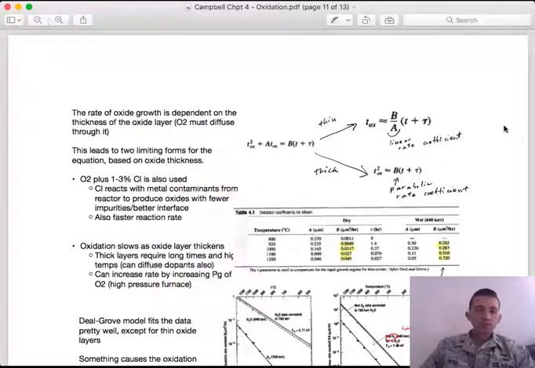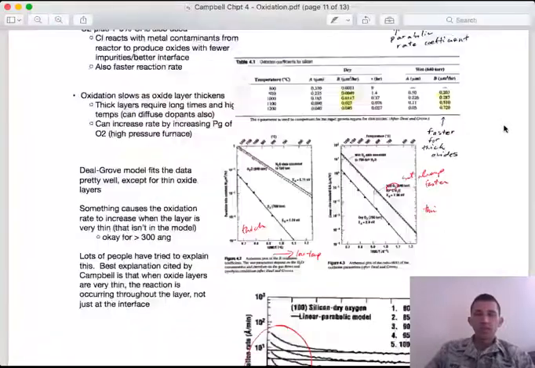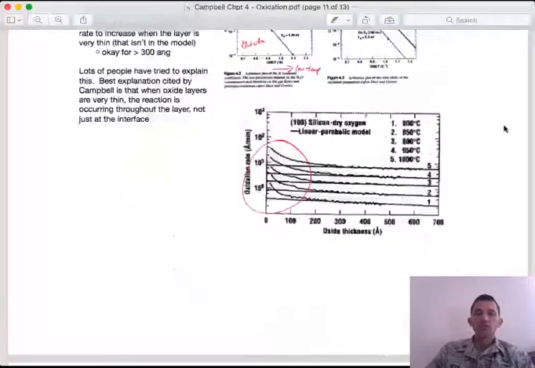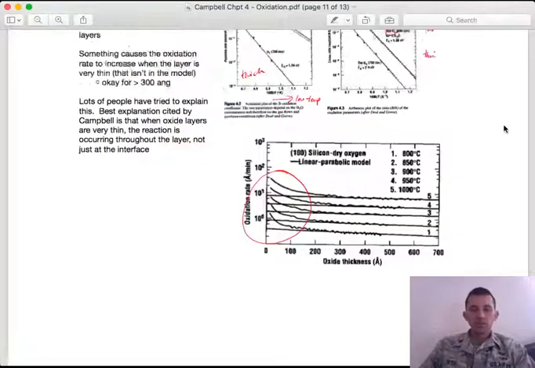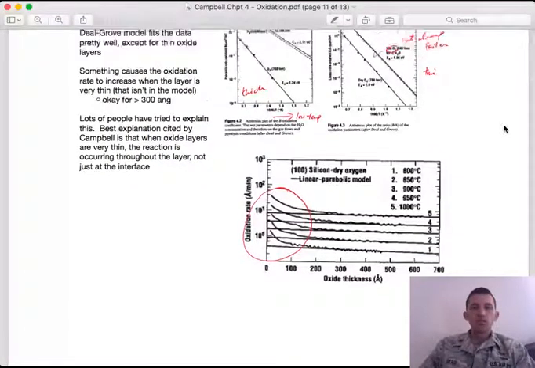Okay, so I'm over on time. We talked about the Deal-Grove model. We developed it, and then talked mostly about measuring the oxide layer thickness. And this is done to give an insulating layer to isolate different parts of your electrical device.